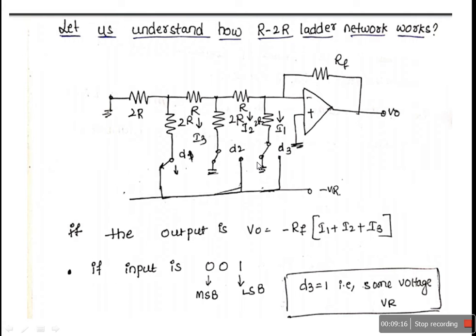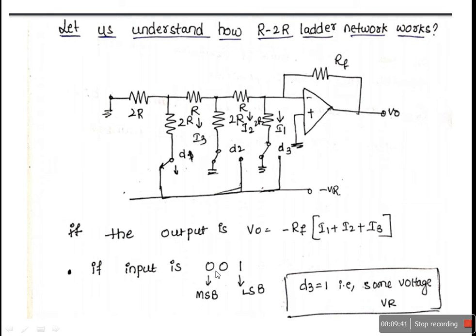Depending on the value, we are connecting these switches either to VR or ground. In order to understand the operation, I am taking examples of input bits. Already we know that the summing amplifier output V0 is nothing but minus RF, because this is connected to the inverting terminal. Minus RF, I1 plus I2 plus I3, because it is the summing amplifier.